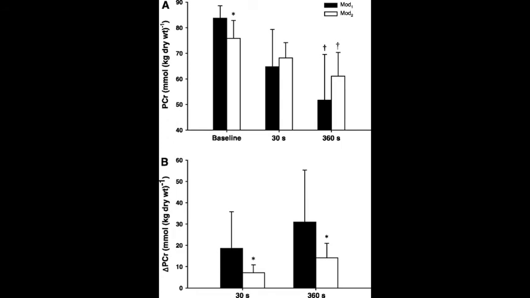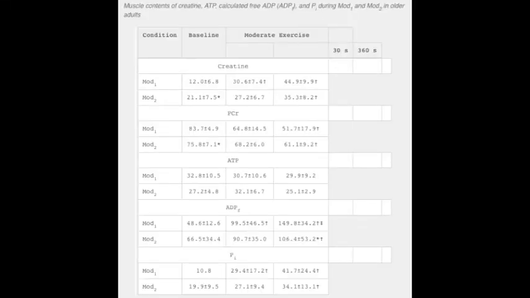PCR levels decreased from baseline to 6 minutes in both Mod 1 and Mod 2. However, the breakdown of PCR from baseline was reduced at both 30 seconds and 360 seconds in Mod 2 compared to Mod 1. Muscle ATP content was unchanged compared with baseline during both Mod 1 and Mod 2.